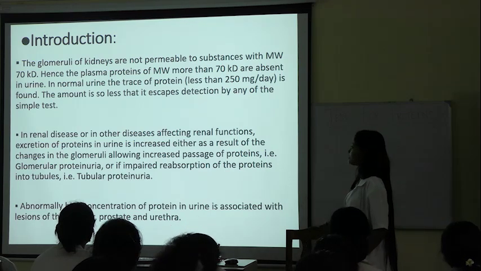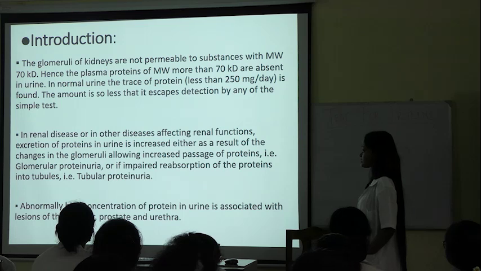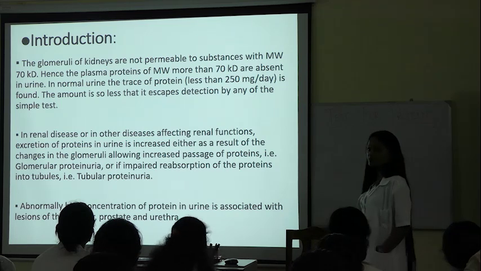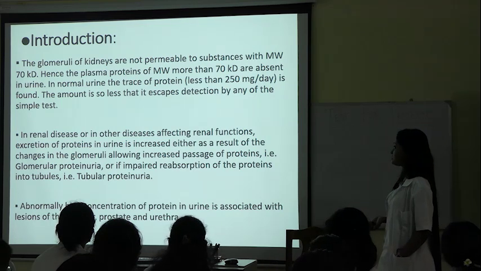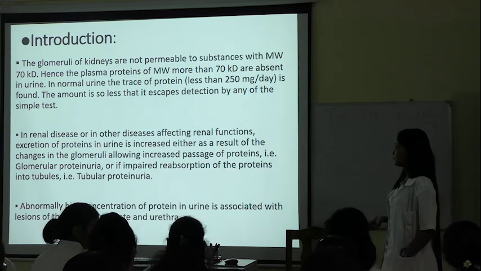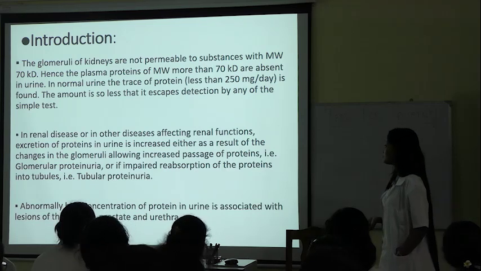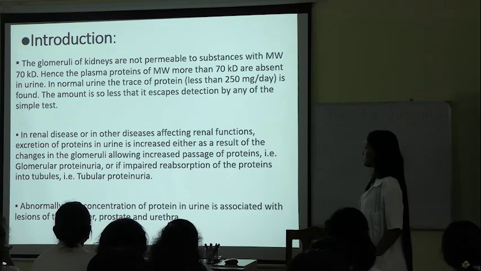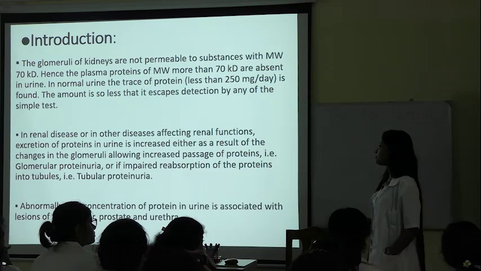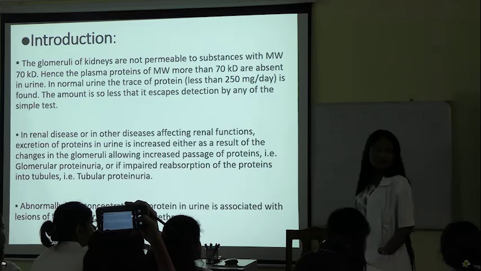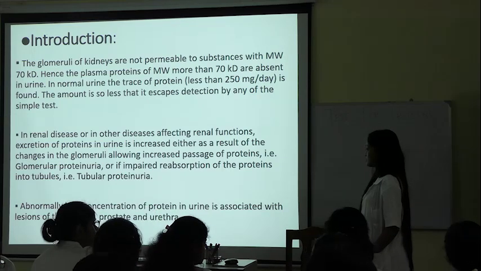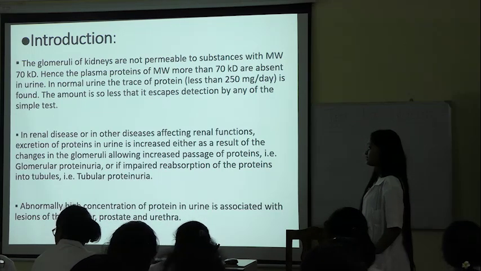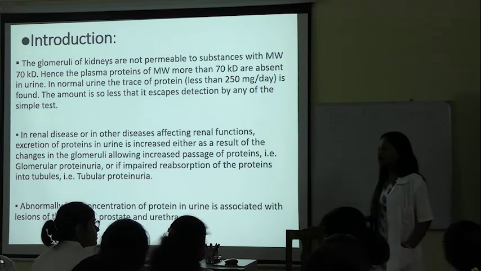In renal disease or in other diseases affecting renal function, excretion of protein in urine is increased, either as a result of changes in the glomeruli allowing increased passage of protein, like glomerular proteinuria, or impaired reabsorption of the proteins in the tubules, like tubular proteinuria. Abnormally high concentration of protein in urine is associated with lesions of the bladder, prostate or urethra.